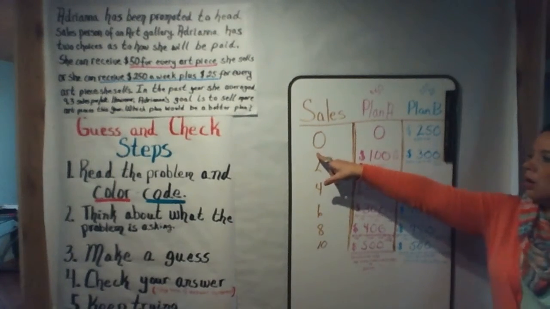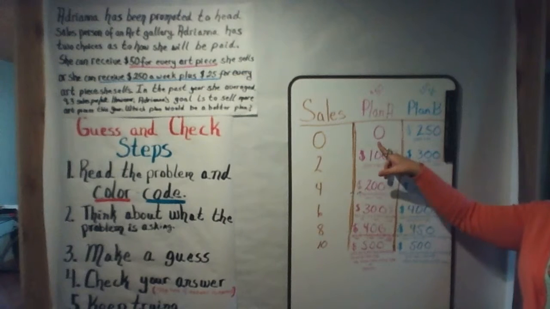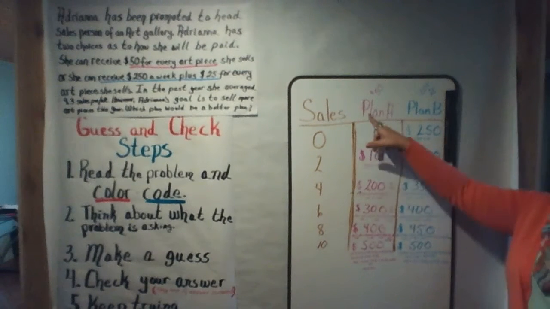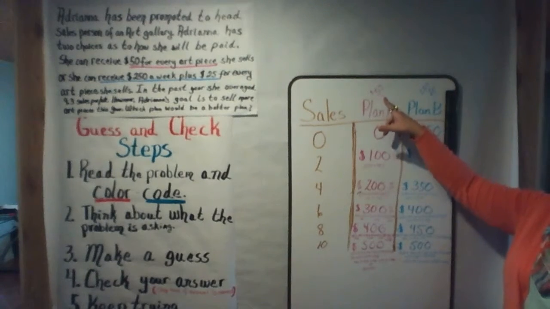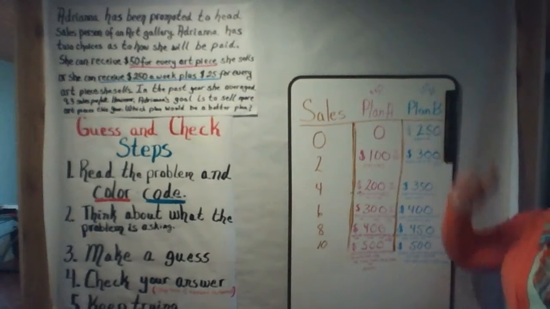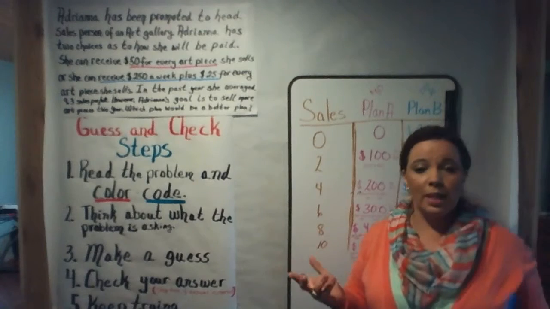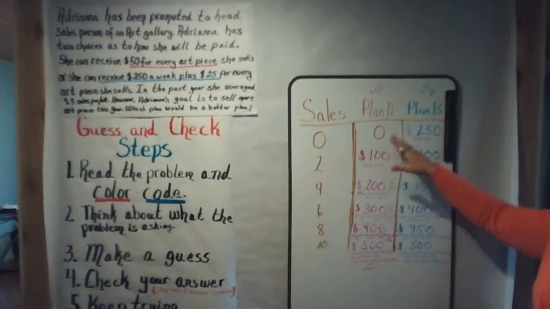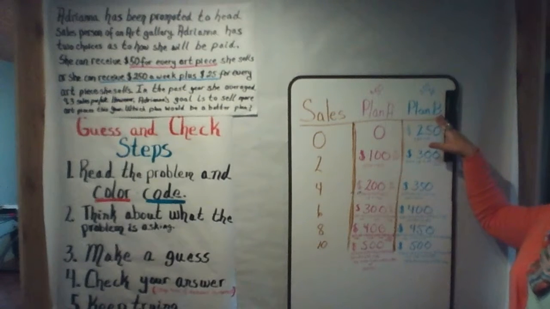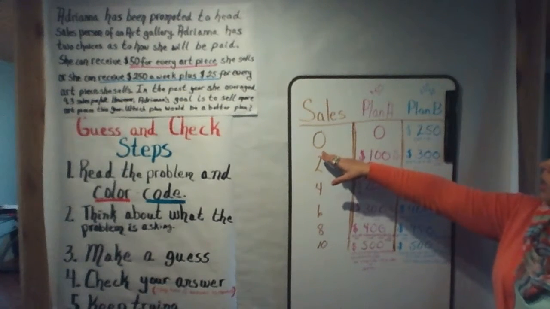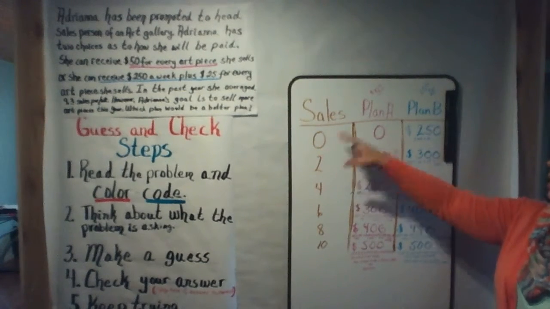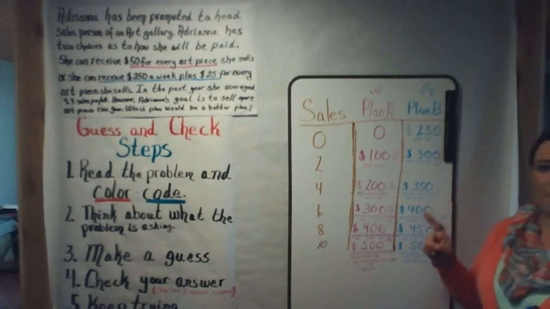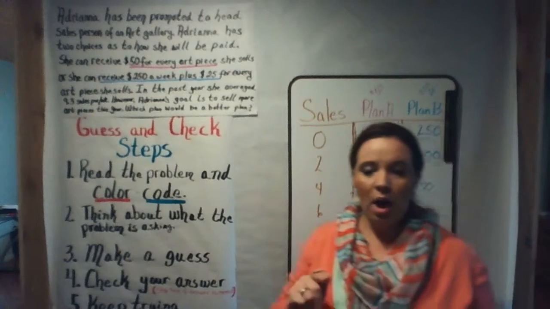sells 0 art pieces, will she make money? No, she won't, because on plan A she gets $50 for every art piece. So if she didn't sell an art piece that week, she doesn't get paid any money. Whereas in plan B, if she didn't sell an art piece, right, she still gets paid $250.